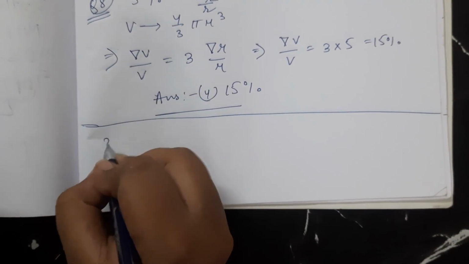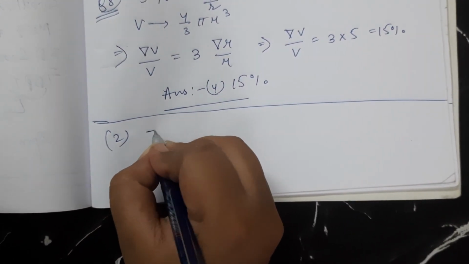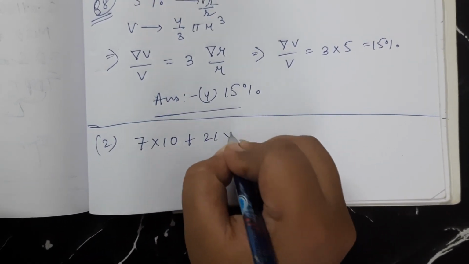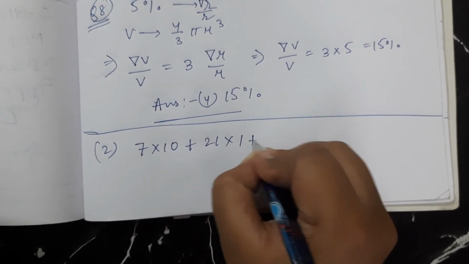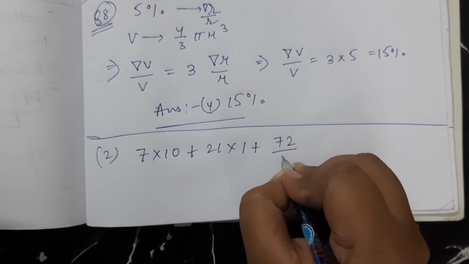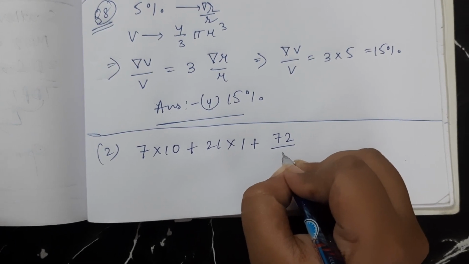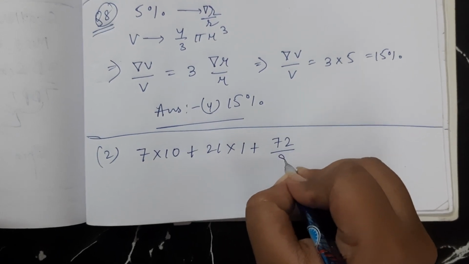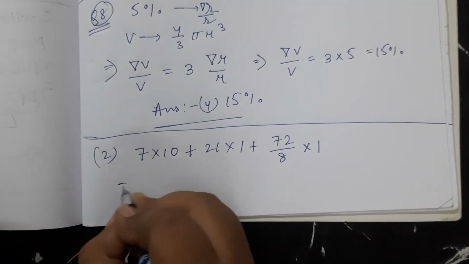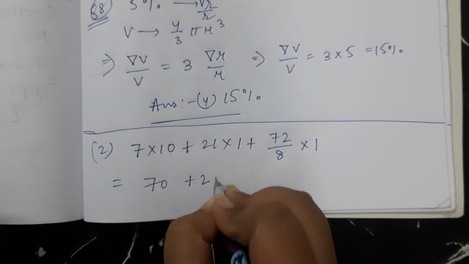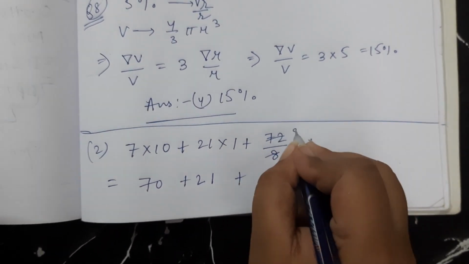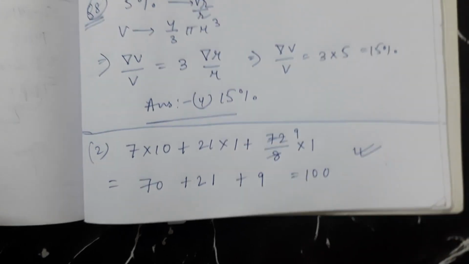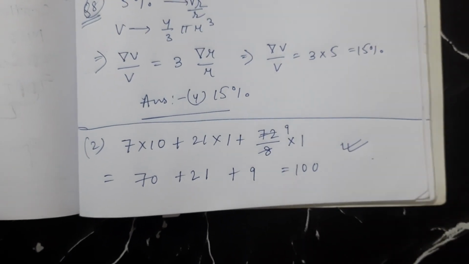So if we check the second option here, we can see that 7 into 10, since each mango is 10 rupees, plus 21 into 1, plus 72 divided by 8 into 1, since we have 8 chilies for rupees 1. So that gives us 70 plus 21 plus 9, so this is 70 plus 30, that is equal to 100. So this should be the correct option. You can similarly check the other options that they are not the correct options.